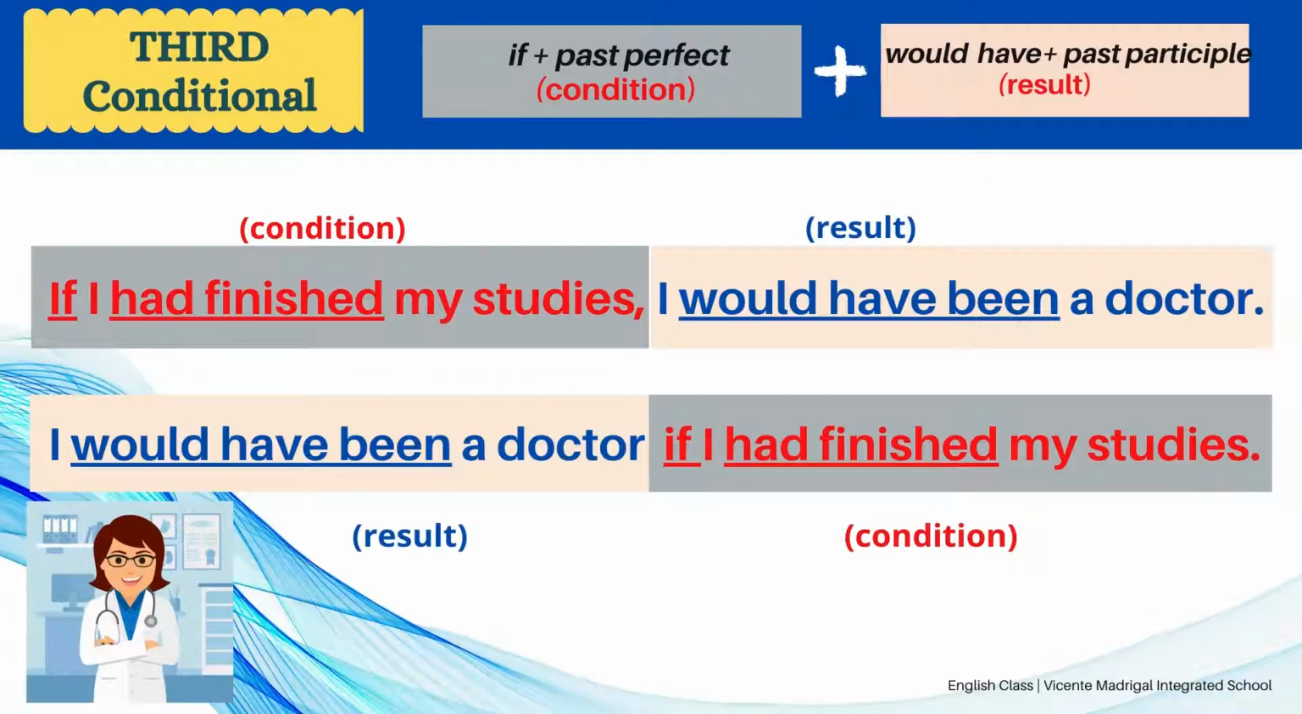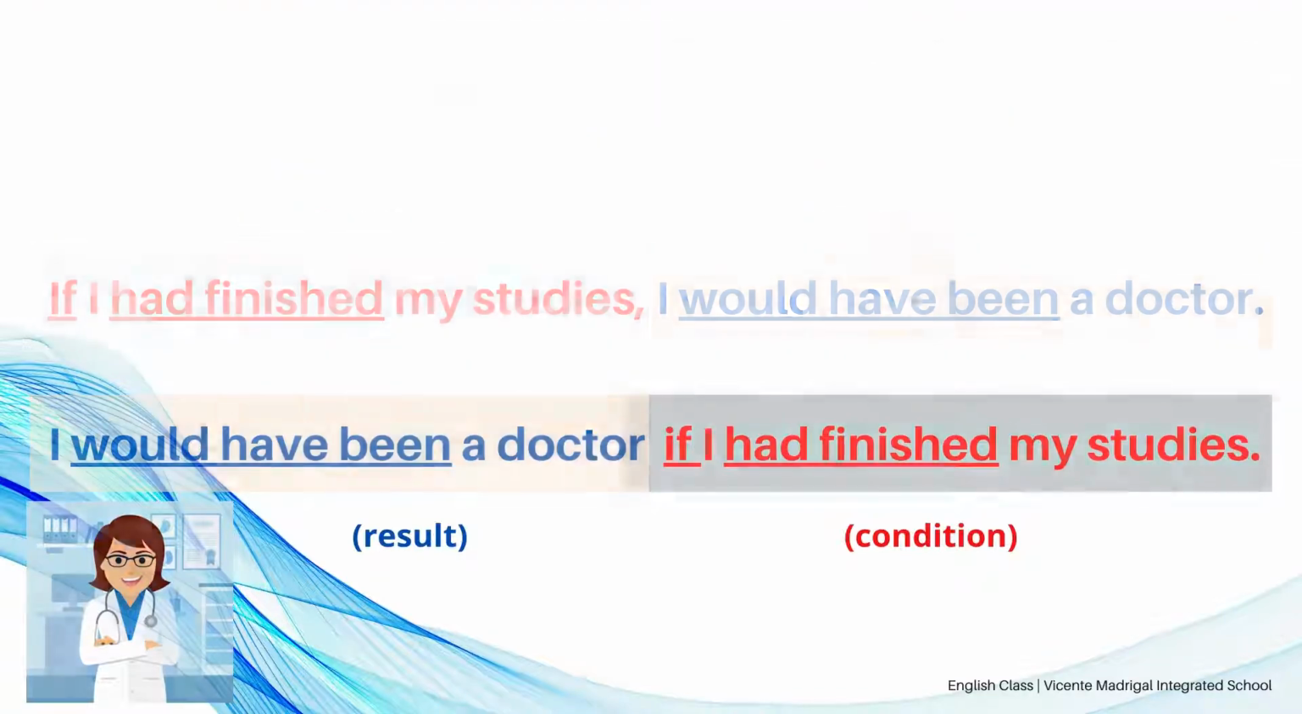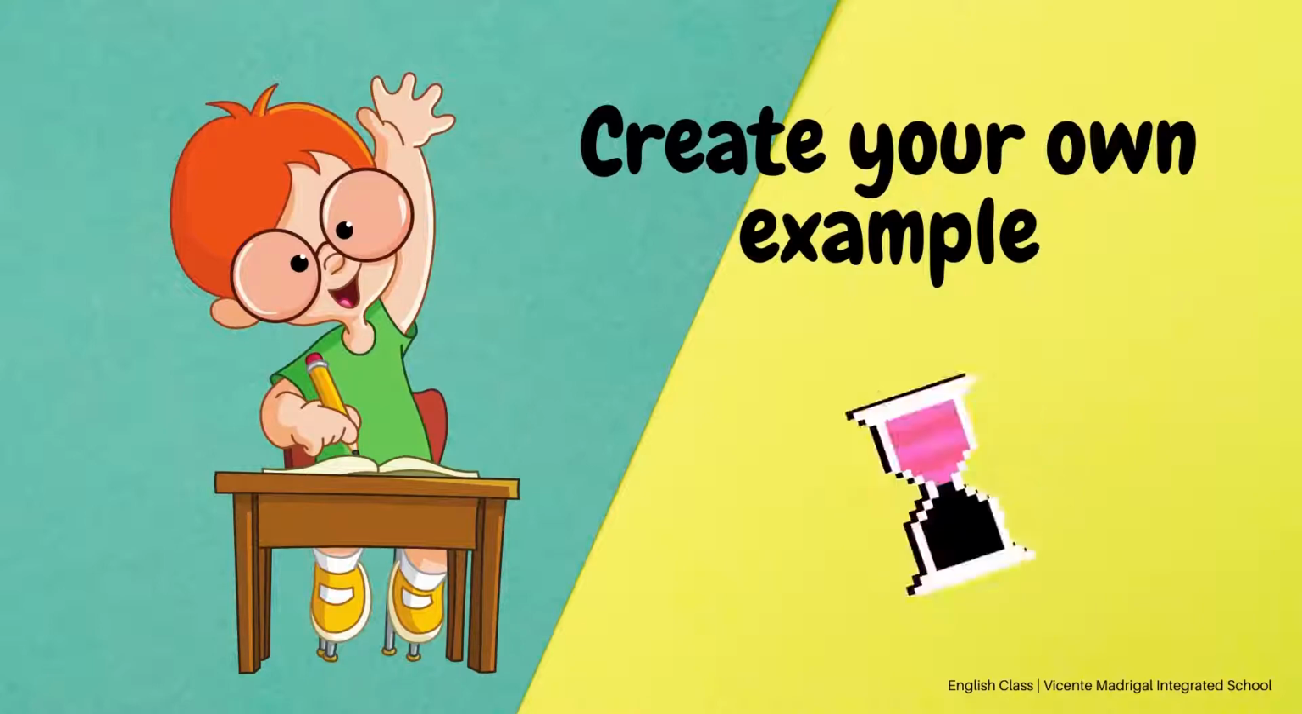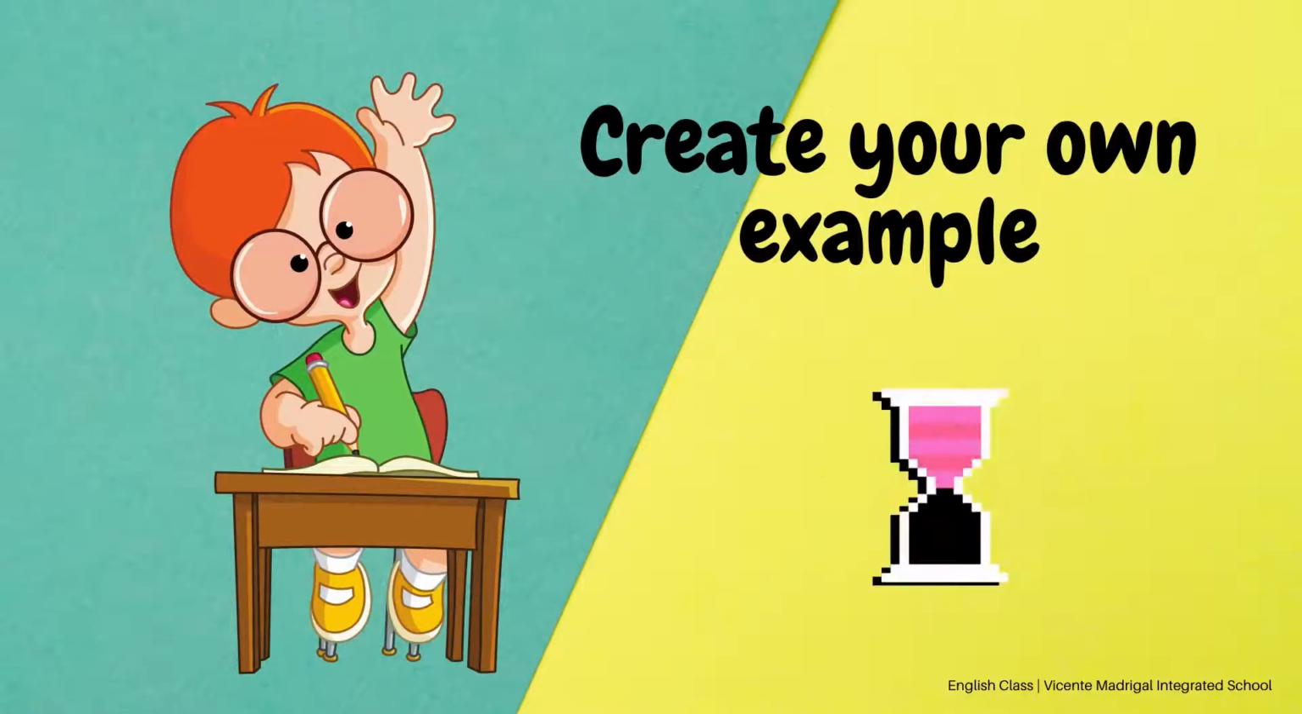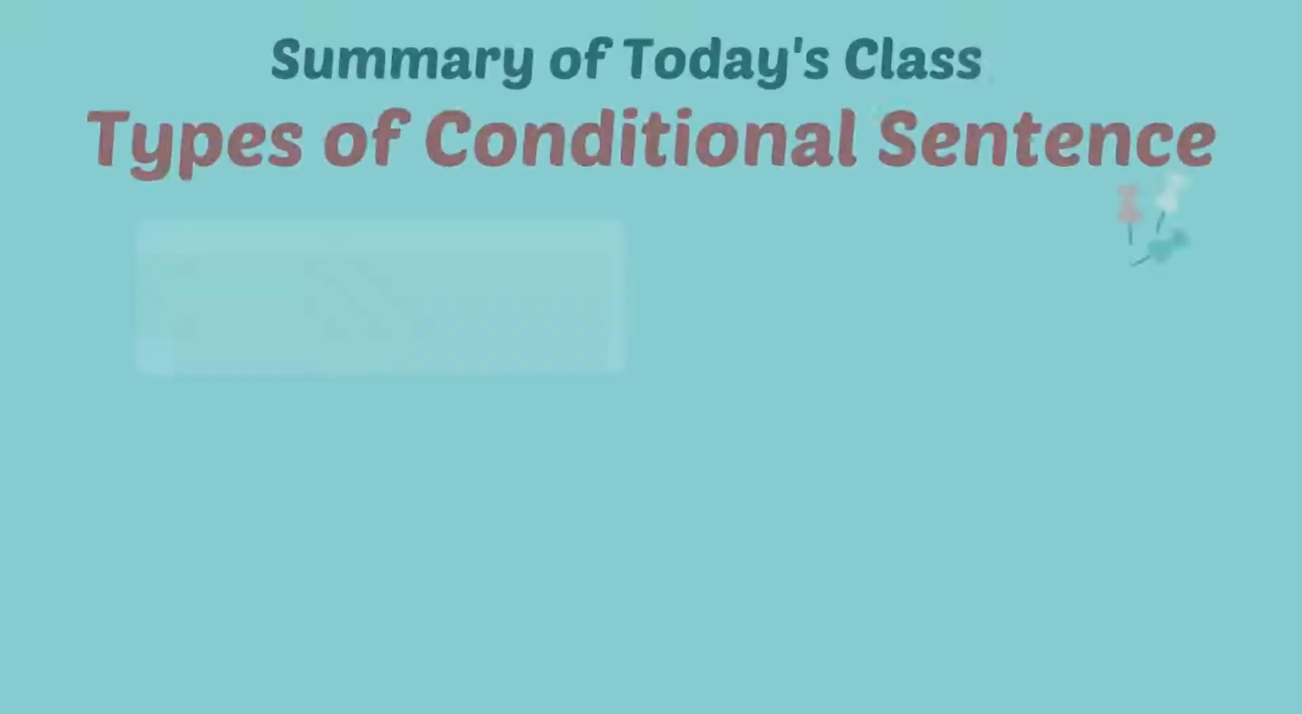This is third conditional because we talked about a condition in the past that did not happen, which is finishing her studies. That is why there is no possibility for the result to happen, which is to be a doctor. Again, please note that we do not use comma to separate the parts when we interchange the positions of the clauses in the sentence. Is it clear? Give me your own example of a third conditional sentence. Very good, you did it right.